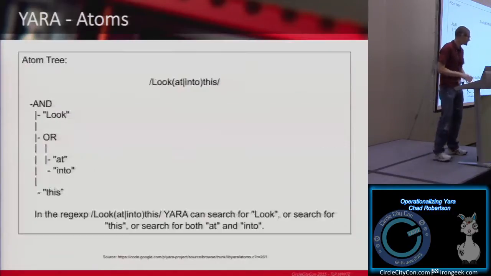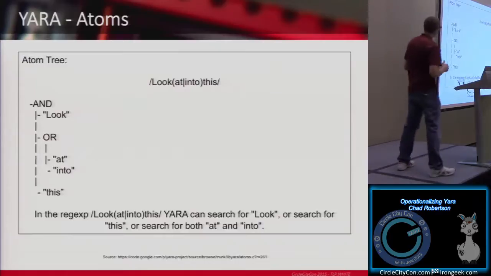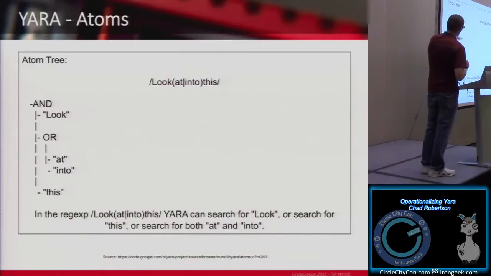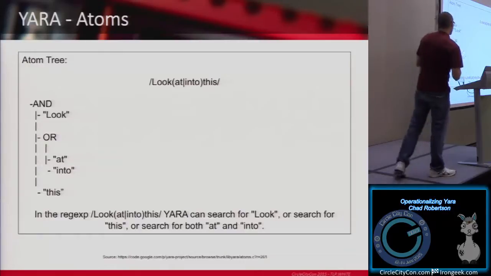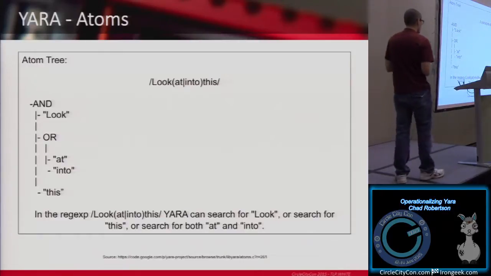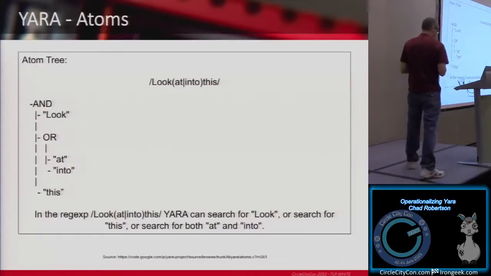All right, so here's an atom tree. The regular expression is there at the top. Look at OR into this. So we have the AND and then the OR Boolean. In the regular expression, look at into this, Yara can search for look, or search for this, or search for both at and into.